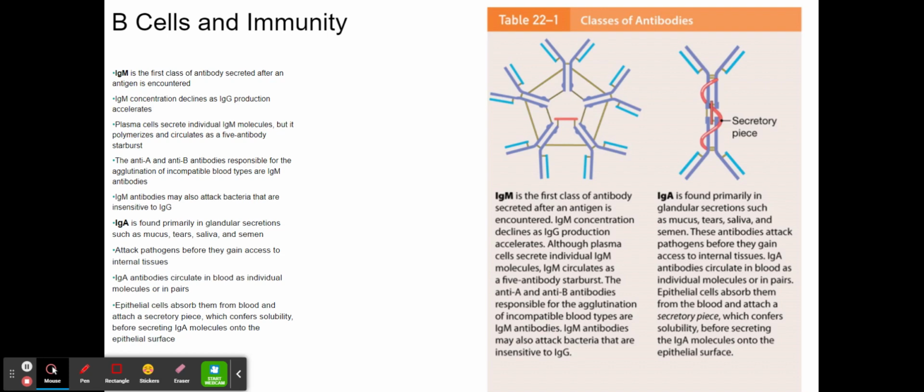IgA is found primarily in glandular secretions such as mucus, tears, saliva, and semen. They attack pathogens before they can gain access to internal tissues. IgA antibodies circulate in blood as individual molecules or in pairs. Epithelial cells absorb them from the blood and attach a secretory piece, which confers solubility, before secreting IgA molecules onto the epithelial surface.